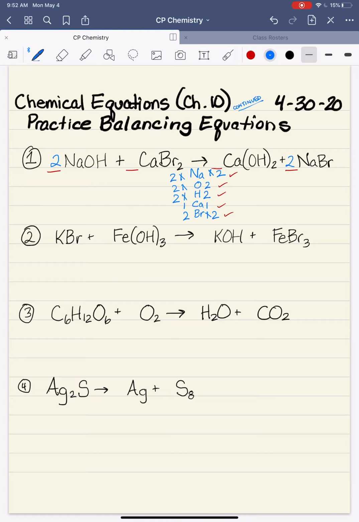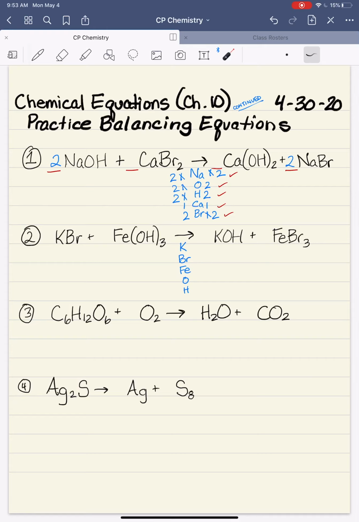All right, next one. I have potassium, bromine, iron, oxygen, and hydrogen. Now, one hint, as you get better at doing these, you see that hydroxide shows up in the same format in product and reactant sides. Because hydroxide is not breaking up, it's being reacted as a unit, we can actually count it as a unit.